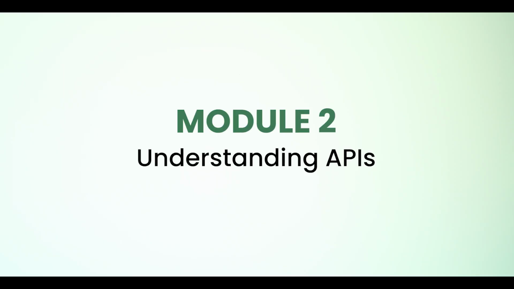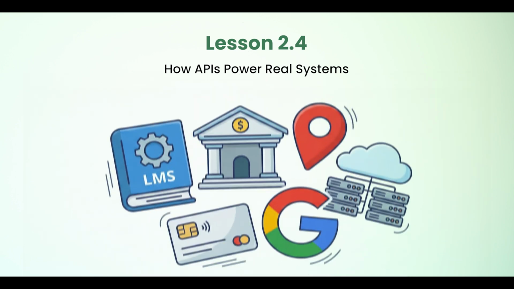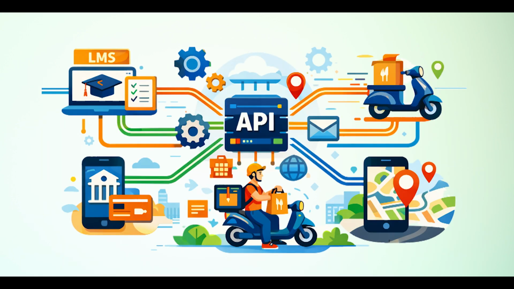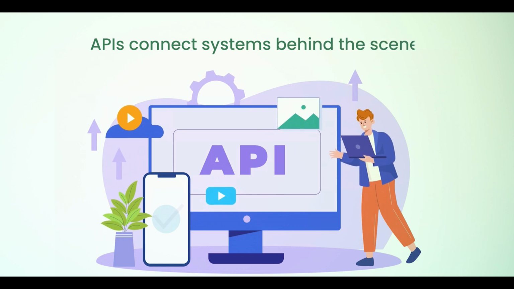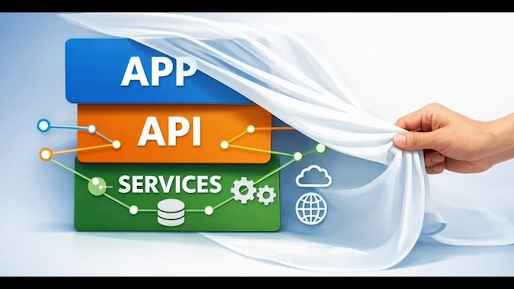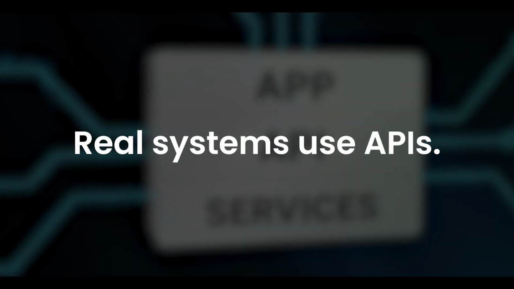Module 2, Understanding APIs. How APIs power real systems. Every modern system you interact with, your LMS, your bank, your food delivery app, even Google Maps, works because APIs connect systems behind the scenes. Today, we'll remove the mystery and see exactly how real systems use APIs.